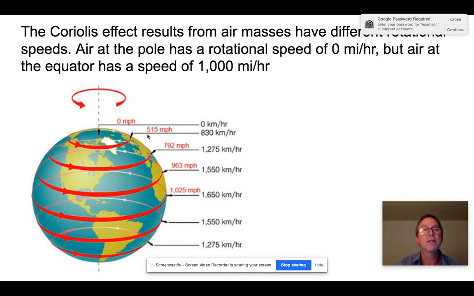All right, but at the pole you're going 0 kilometers an hour. The point is, the closer to the pole you are, the slower the air is moving. The closer to the equator, the faster air is moving. Well, what does this cause to happen?